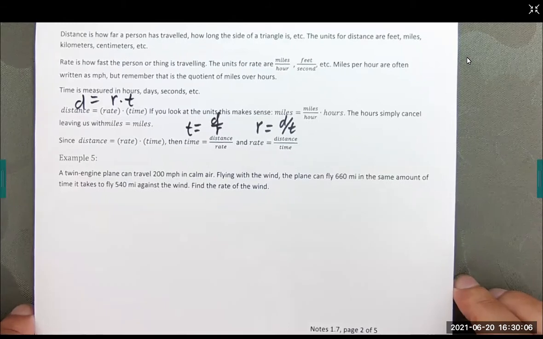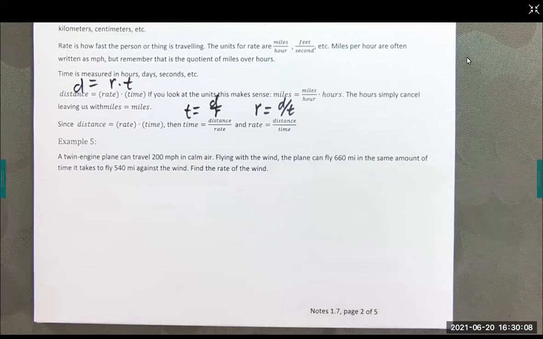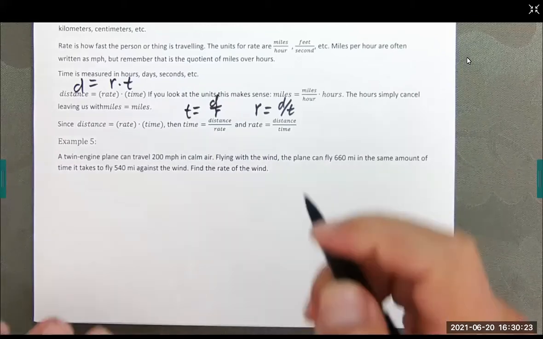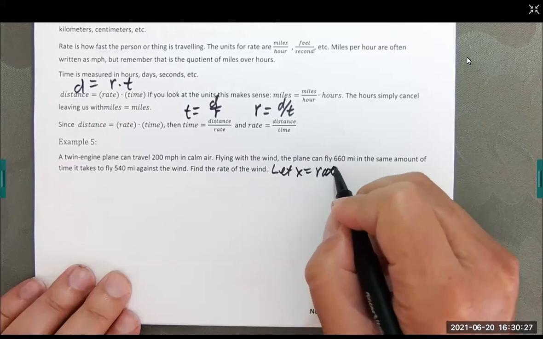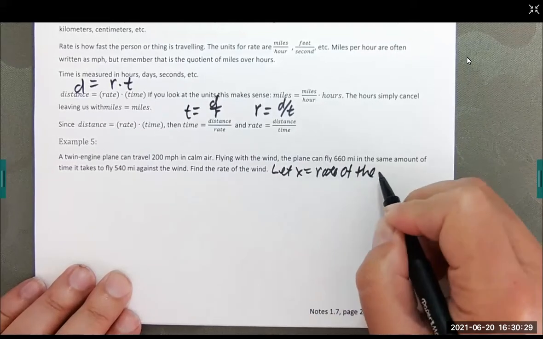A twin engine plane can travel 200 miles per hour in calm air. Flying with the wind, the plane can fly 660 miles in the same amount of time it takes to fly 540 miles against the wind. Find the rate of the wind. So let's start there. Let x equal the rate of the wind.